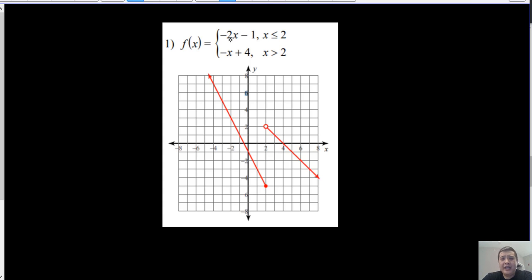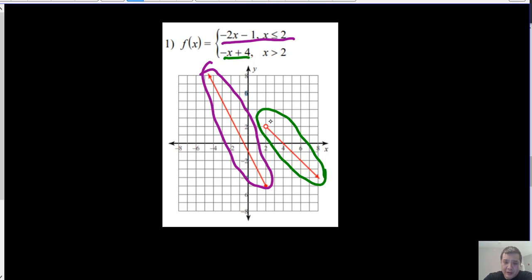Here, x minus 1 when x is less than or equal to 2. So this part right here is negative 2x minus 1, and then negative x plus 4 when x is greater than 2. Notice how there is an open spot right here because there's no underline, as opposed to over here where there's an underline, we have a filled in dot right here at 2.